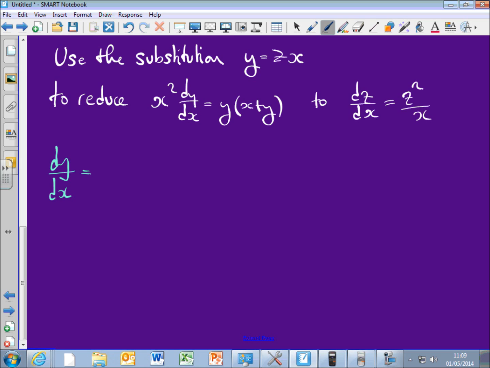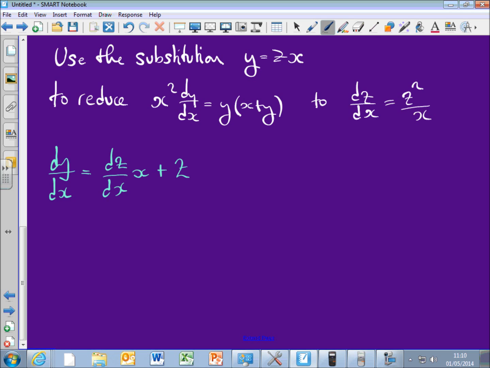Okay, so if I want to differentiate this, it's going to be the differentiation of z with respect to x, dz/dx, times x, plus the differentiation of x times z. So remember the product rule: differentiation of one times the other, plus the differentiation of the other times the other. So this is just plus z, because the differentiation of x is just 1 with respect to x. Okay, you happy with that?